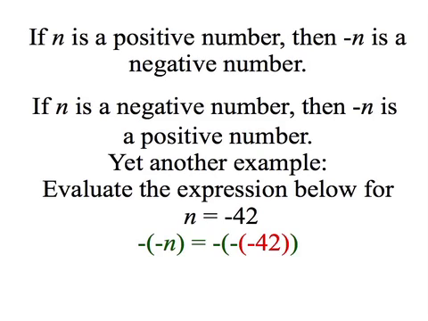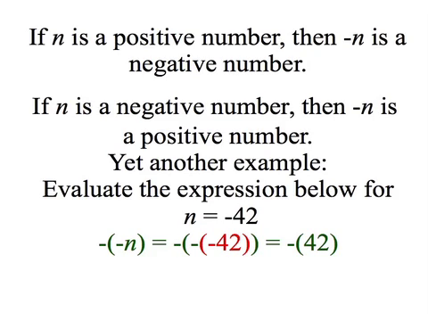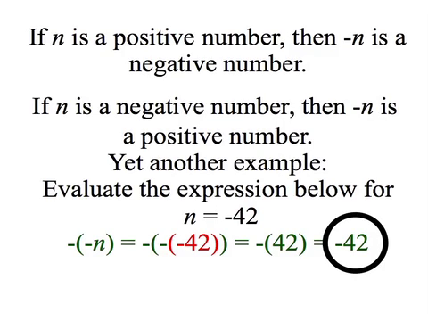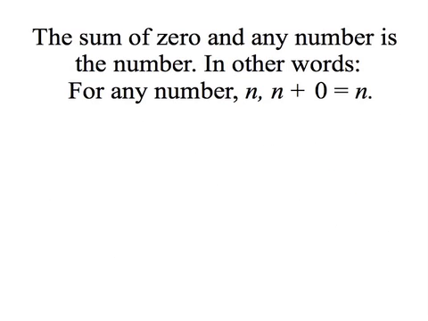-42. Well, we do the innermost part first, and we know that the opposite of -42 is 42. And then we have one more negative symbol, and that makes our final answer -42. Notice that when we have an odd number of negative symbols, then when we simplify, we end up with a negative number. And you'll find that when you have an even number of negative symbols in a problem such as this one, after you simplify, you should get a positive number.